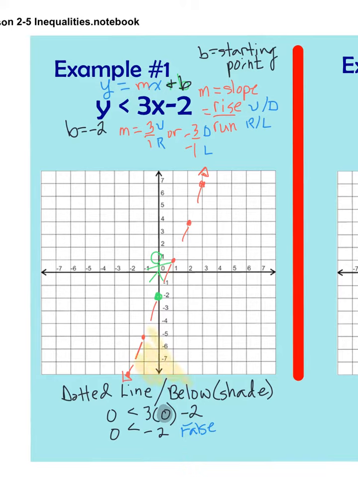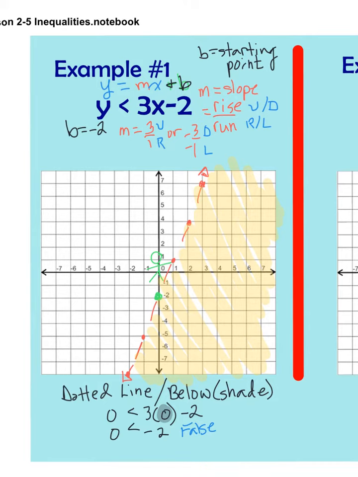So then I'm going to shade all down here. And so what does all this shading mean? It means that any ordered pair in here is a solution that will make this inequality true. I cannot choose any ordered pair on this dotted line because it's a dotted line. Because it's a dotted line, it means it's not part of the solution, but anything close to that dotted line and below it is.